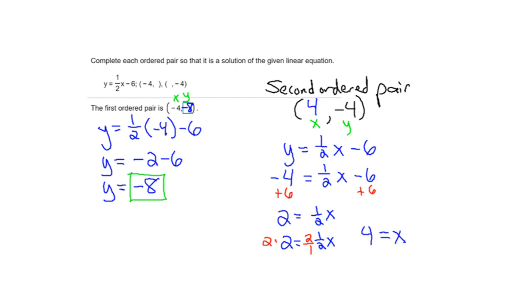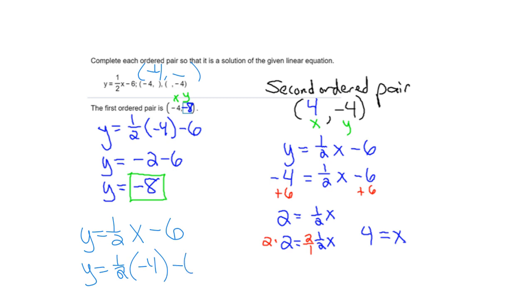All right, so this is just a substitution. What happens is they gave me an equation, 1/2 x minus 6, and they want me to find the ordered pair. So for the first one, if x is -4, what would y be? And so what I'm going to do is just substitute -4 in for x and see what I get. Well, 1/2 of -4 is -2, minus 6 would give me -8.